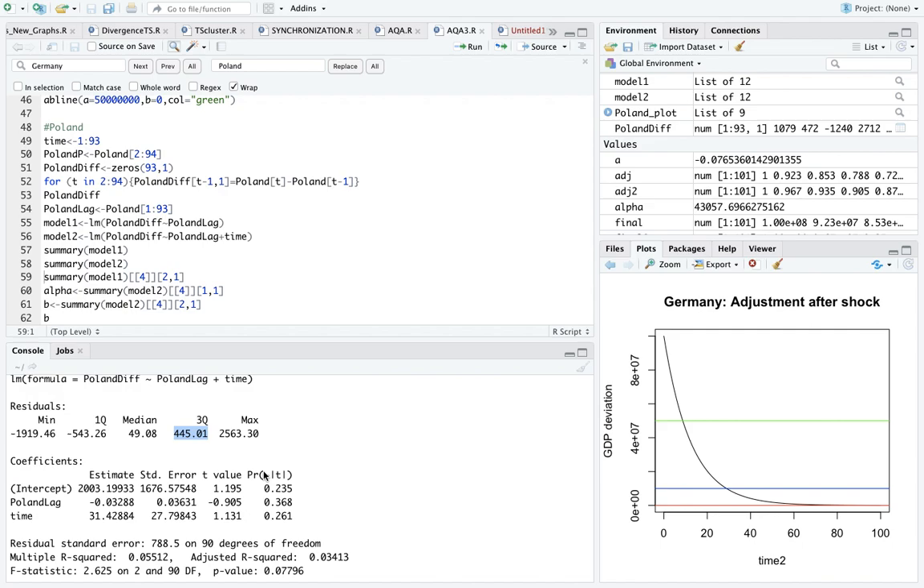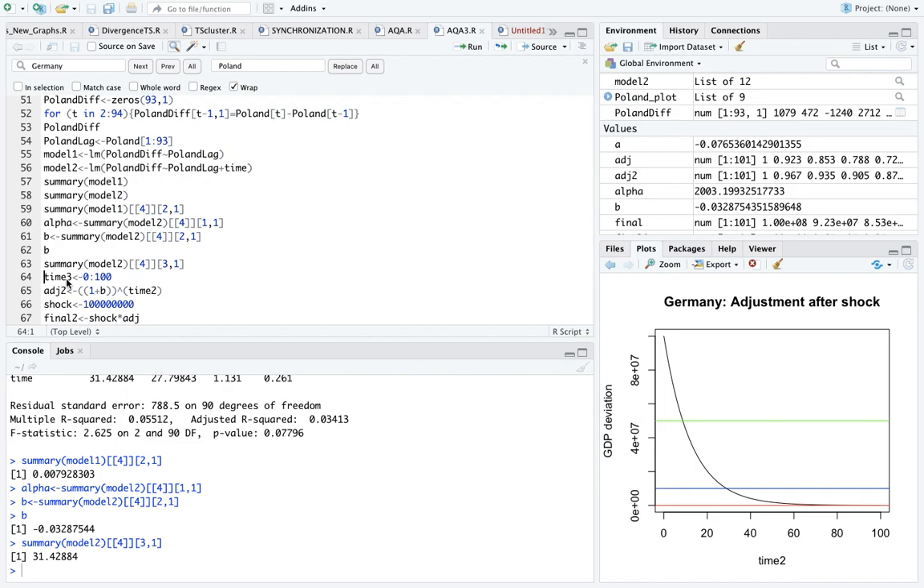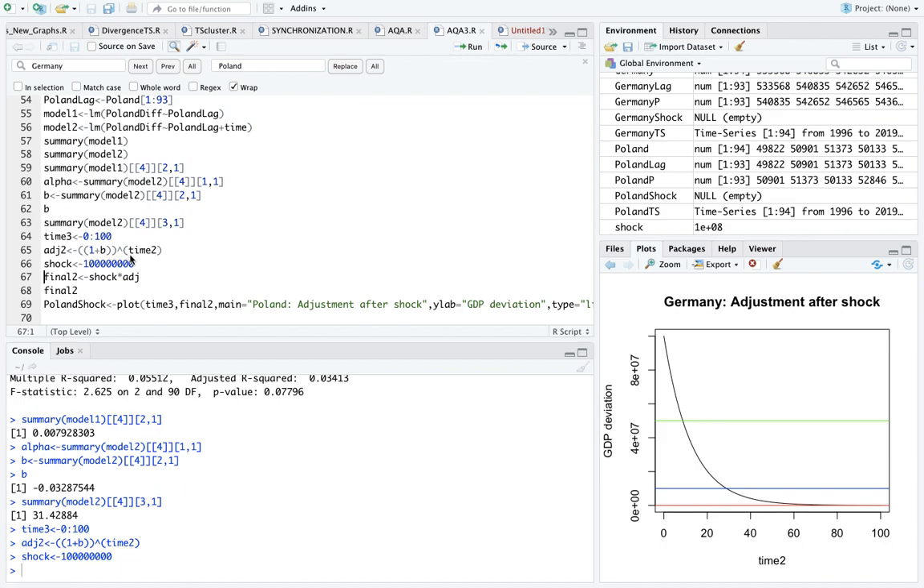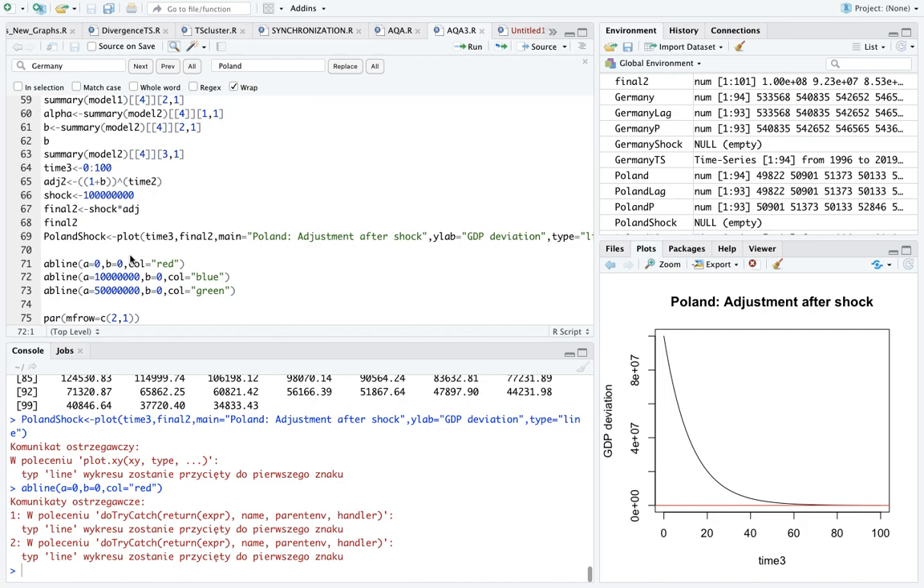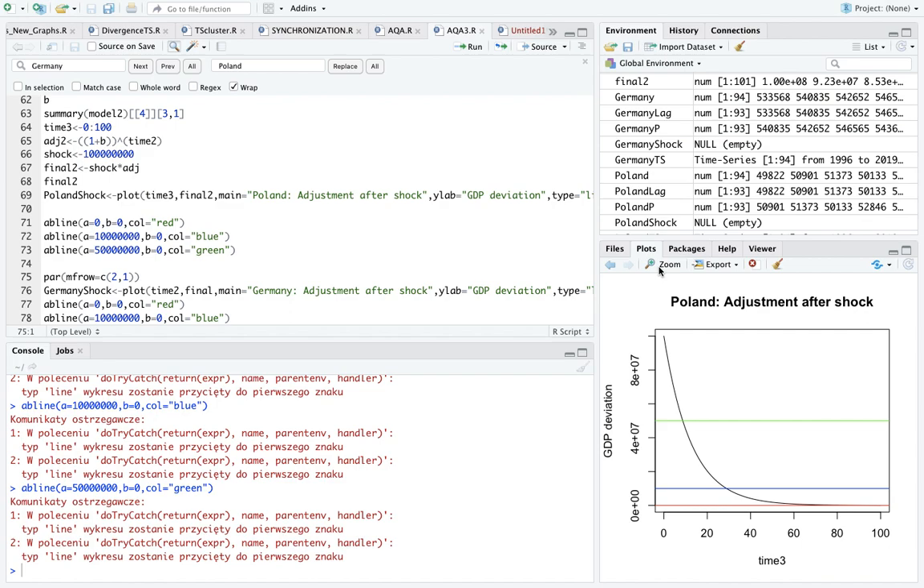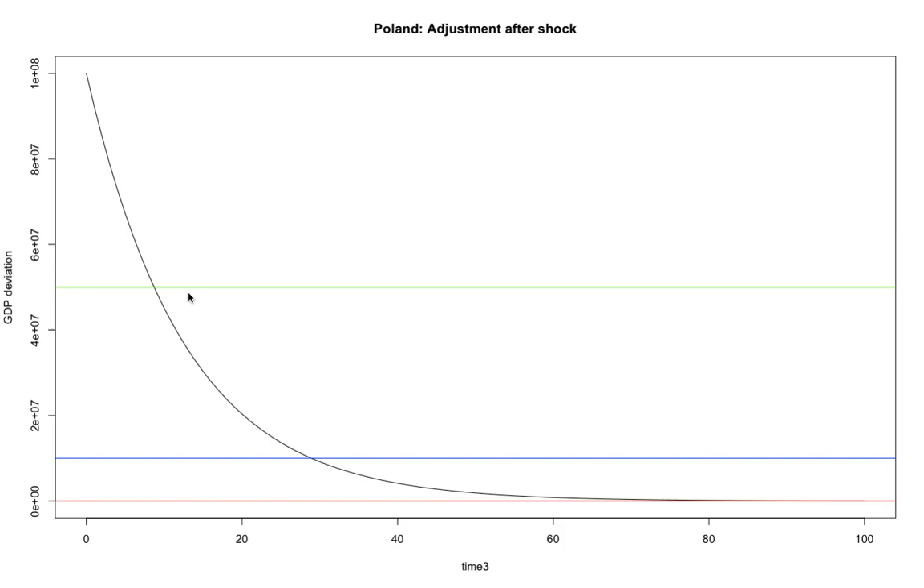Now, again, let's go through the same steps. We can use the parameter we've obtained here for lagged Polish GDP to construct the graph of the complementary function with the same parameters except for the adjustment coefficient, and we will see how the Polish economy is adjusting to the same shock, a shock of the same magnitude. Okay, let me already add the lines. And look, I know that in principle the graph doesn't look that much different.